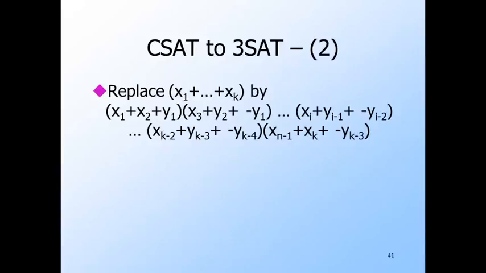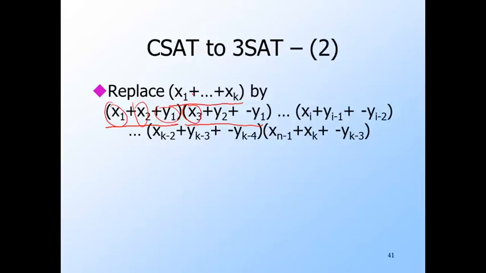We're going to replace the clause x1 through xk by k minus 2 clauses. The first consists of the first 2 literals, x1 and x2, and the first new variable unnegated, that's y1. The second, which is this, has only one of the original literals, x3, and 2 variables.